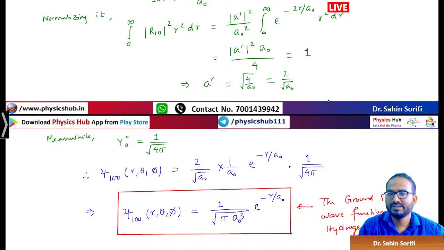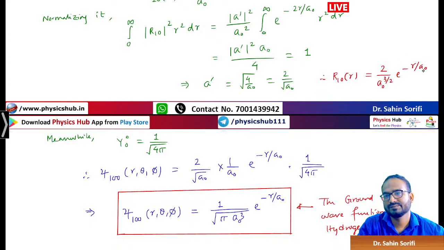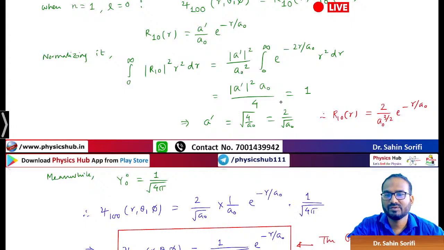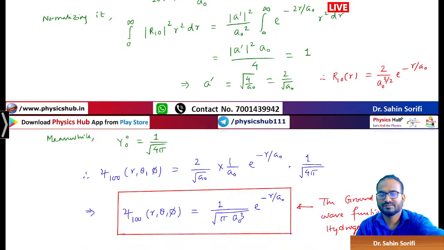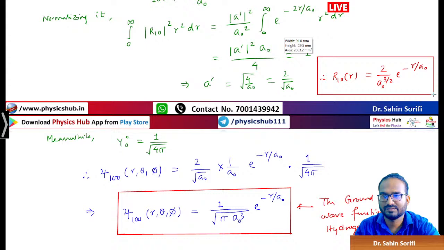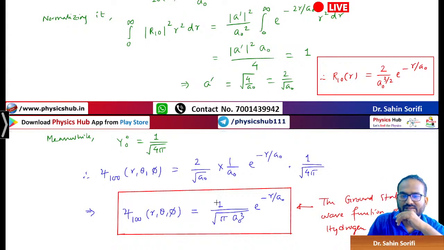And if you only look for the radial part R 1 0 of r, it is A prime by a naught, so it is 2 by a naught to the power 3 by 2, e to the power minus r by a naught. Okay, now you can see A prime you have put as 2 by a naught to the power 1 by 2, so 3 by 2, e to the power minus r by a naught. Sometimes this may also be required, but I recommend you remember the other one. This is only the radial part; the other one combines the angular part as well.